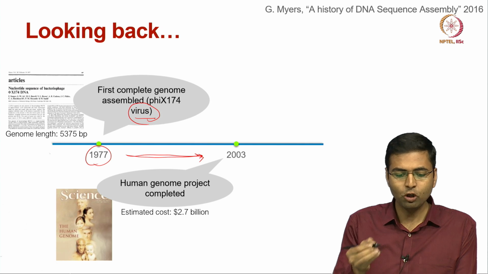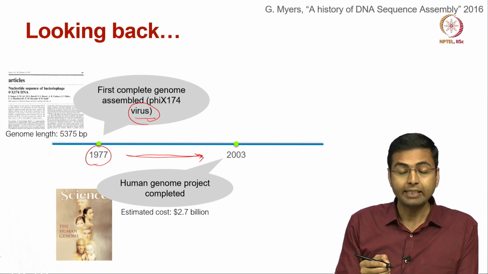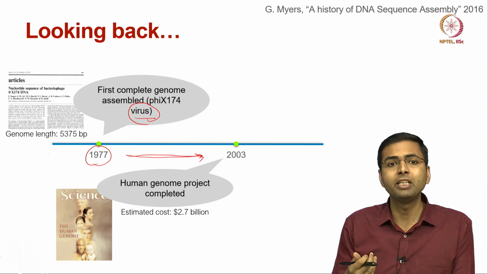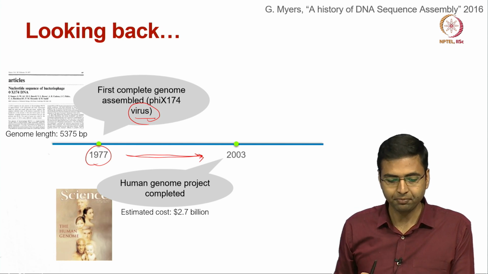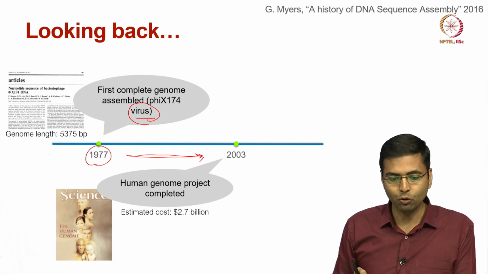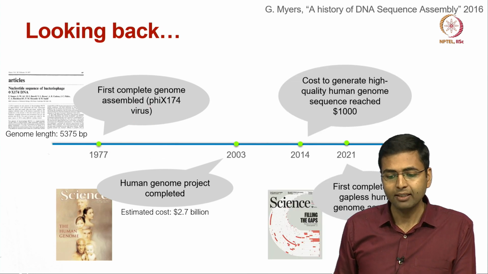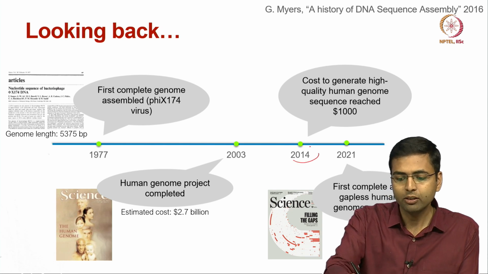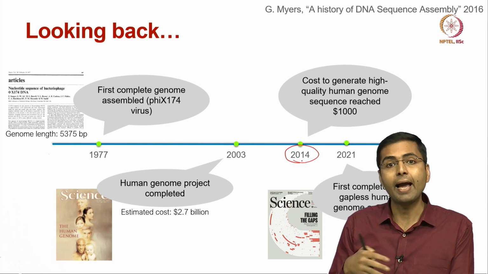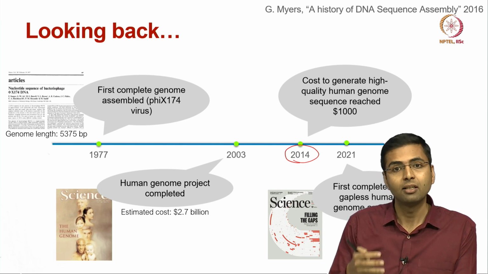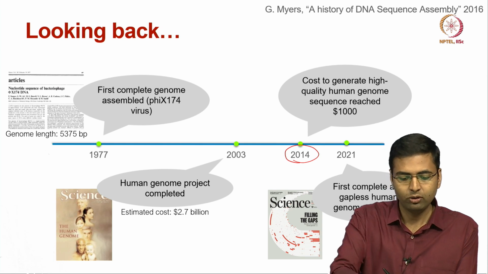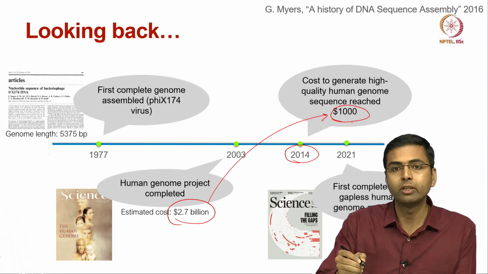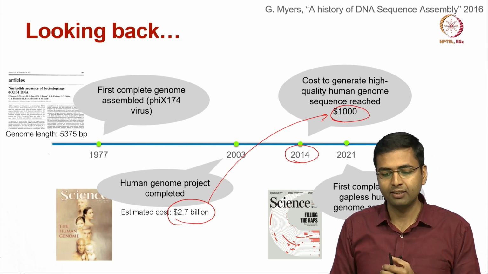This human genome project was completed in 2003 with an estimated cost of $2.7 billion, and the first draft human genome sequence was released at the end of this project. So, this was a major milestone. Following that, the sequencing cost has dramatically dropped. In fact, in 2014, the cost to generate a high quality human genome sequence reached only $1000. This is a significant jump from $2.7 billion to only $1000. So, again this can be a major milestone.